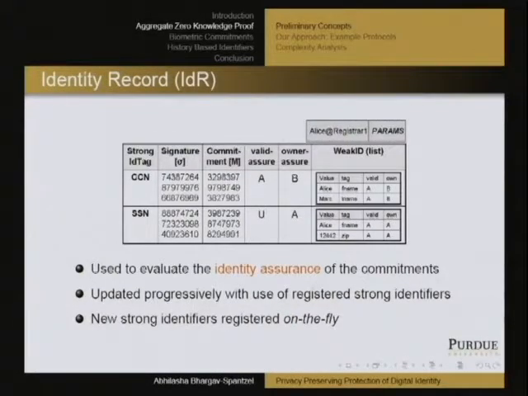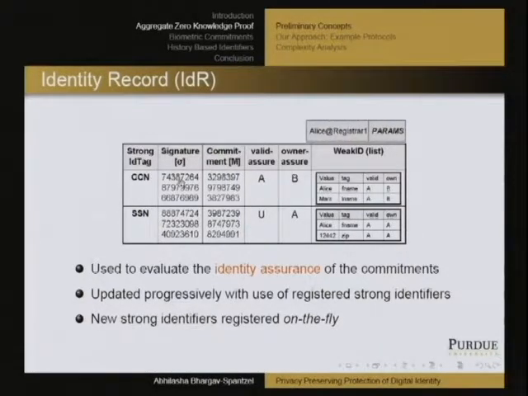Just to put it in perspective, the registrar is the one which is storing what is called the identity record. So this identity record consists of commitments, of the form which I just showed you, and the signature on these commitments.